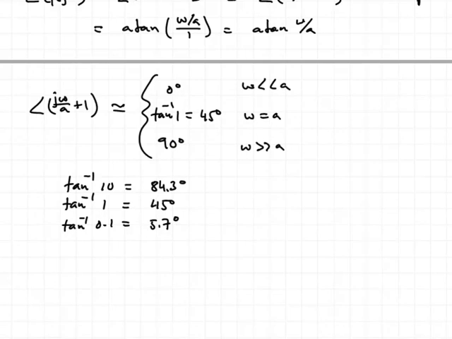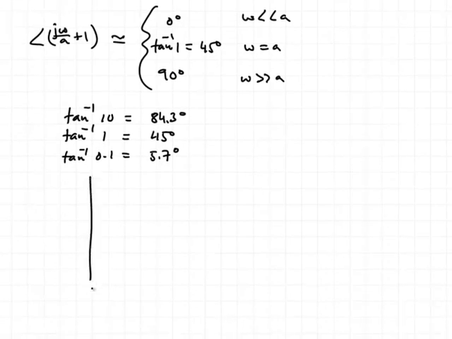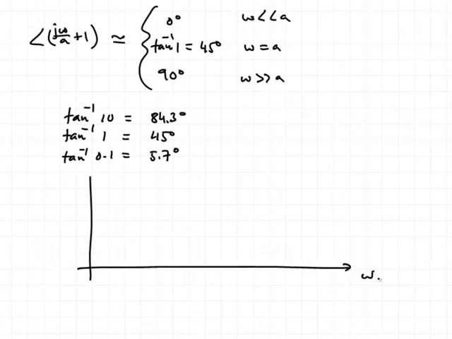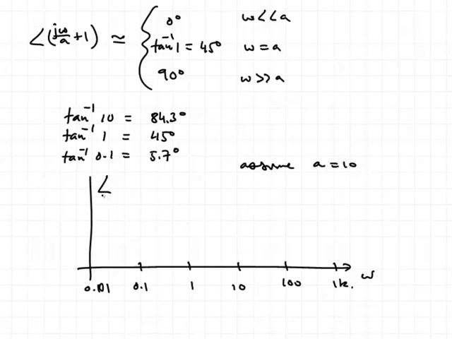So let's plot the phase versus omega, but we're going to use the log scale again. So we'll have 0.1, let's start at 0.01, 0.1, 1, 10, 100, and 1,000. Now we can start at, and let's assume a is equal to 10. So we're plotting the angle of j omega over 10 plus 1.